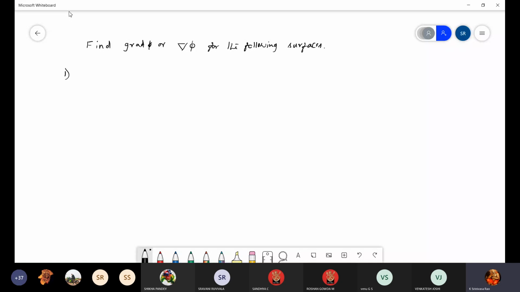First problem: phi equals x square plus 2z.